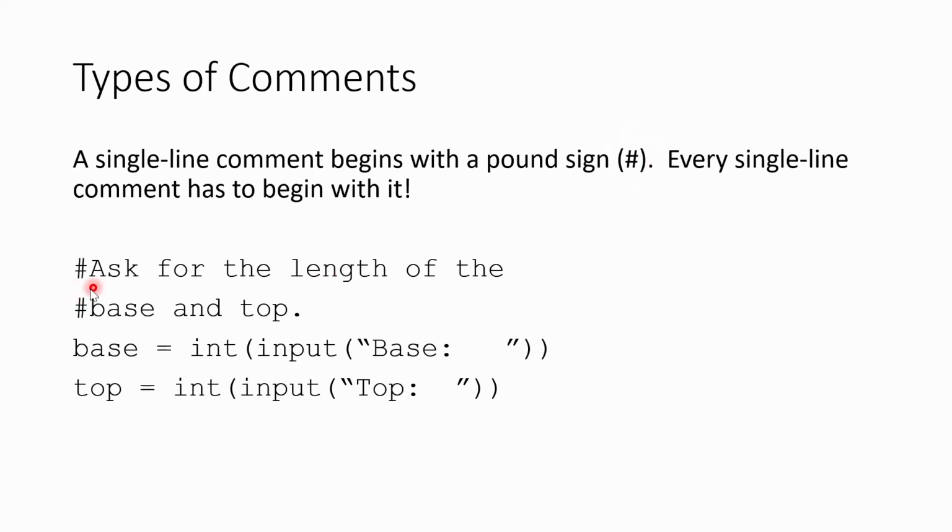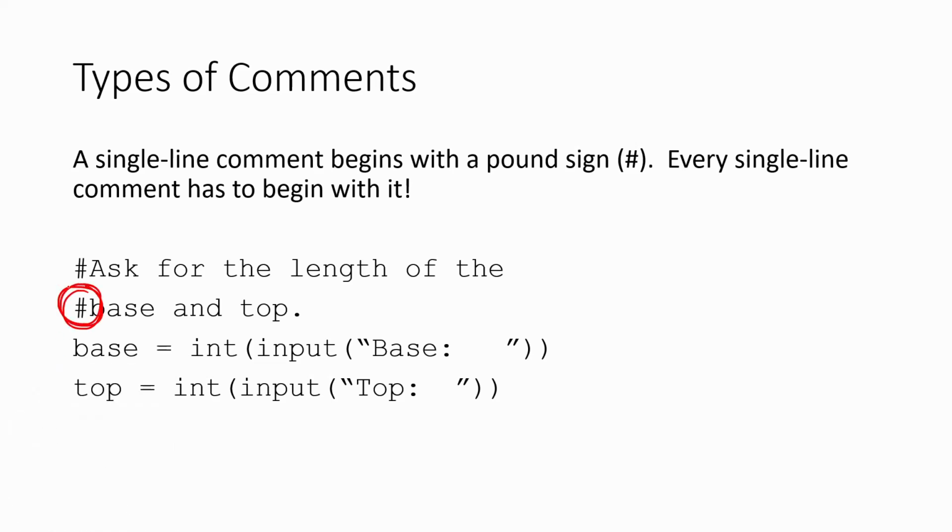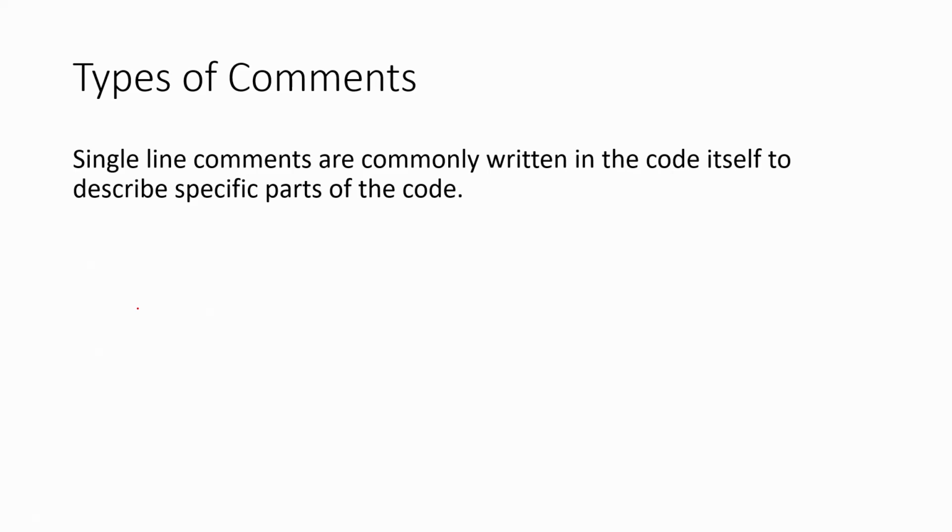So right here, I had to do the hashtag, ask for the length of the, and then I did another hashtag base and top. So if I didn't have this hashtag right here, that would not work. Every single line has to have that pound sign hashtag to show that you are writing a comment. A single line comment is more common when you are describing a single line of code. You're trying to explain what this line of code does or this certain block of code does. That's the most common times is you're trying to describe those specific parts of your code.